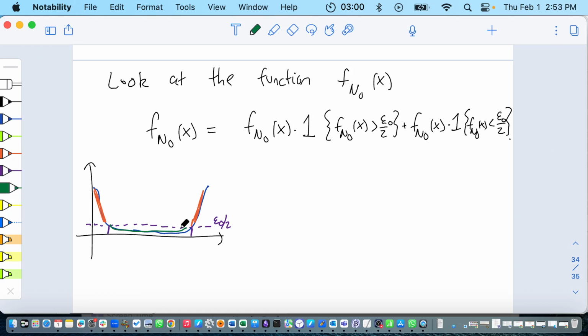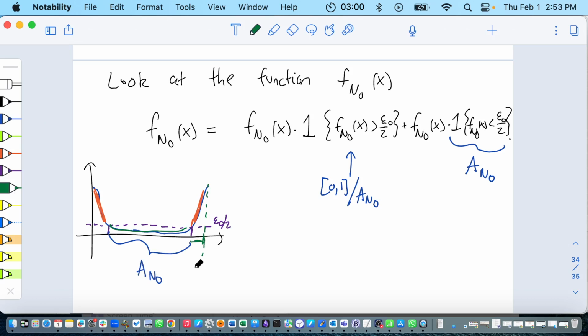Okay, great. This set has a name. The set where you're less than epsilon naught over 2, we call that A_n. This is really the set A_n. So where you're less than epsilon naught over 2, this was A_n naught. That's the middle bit. What is the set where you're bigger than epsilon naught over 2? That is everything except A_n naught. That is [0, 1] take away A_n naught. So this bit here is A_n naught, and everything else is the complement.